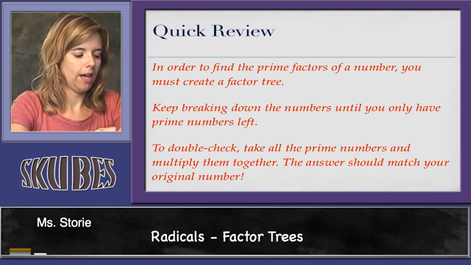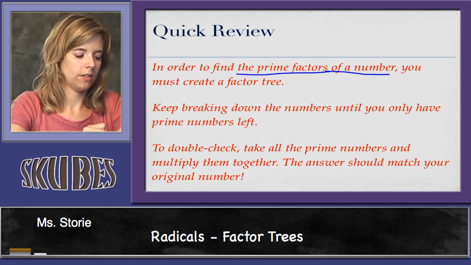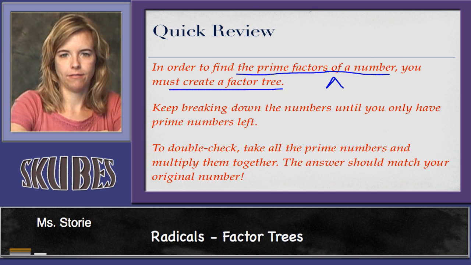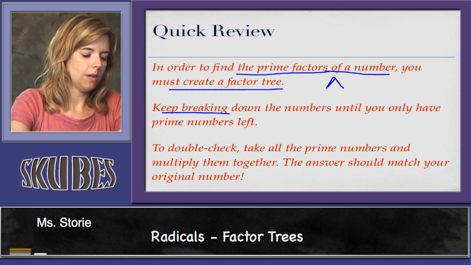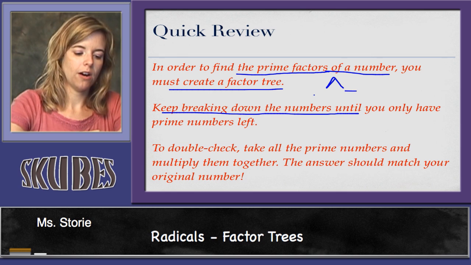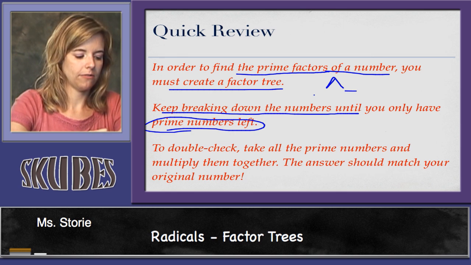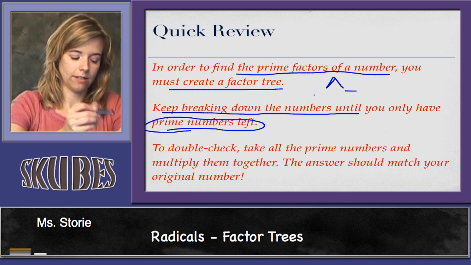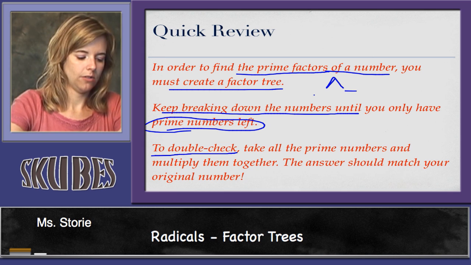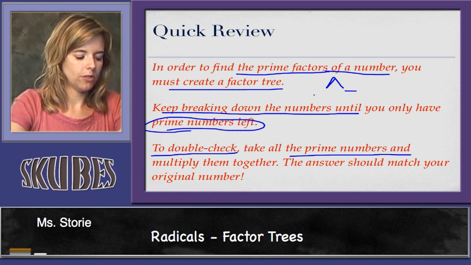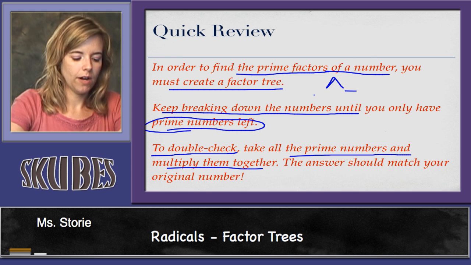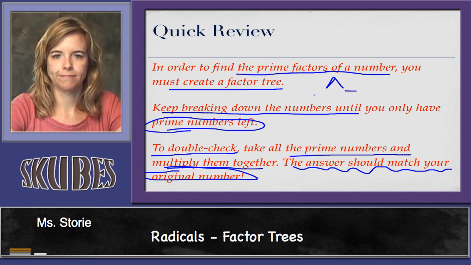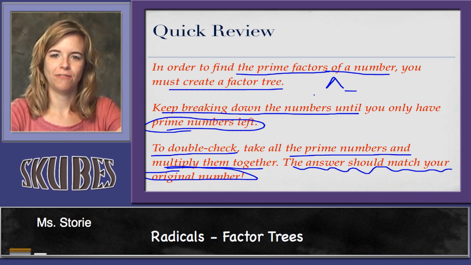Now, as a quick review, in order to find prime factors of a number, you have to create that factor tree, where I did that kind of upside down V shape. And then you keep breaking down those numbers that come off of there until you have only those prime numbers left. Remember, prime numbers are numbers that can only be divided into by 1 and itself. To double check, you take all your prime numbers and you just multiply them together. If you did it correctly, your answer should lead you back up to your original number that you were trying to factor. And that's it for our lesson on radicals, factor trees.